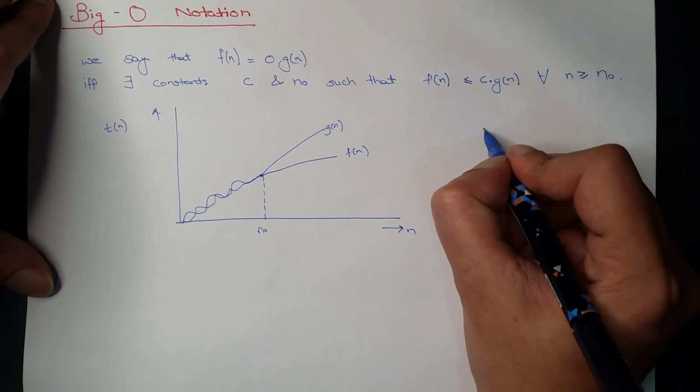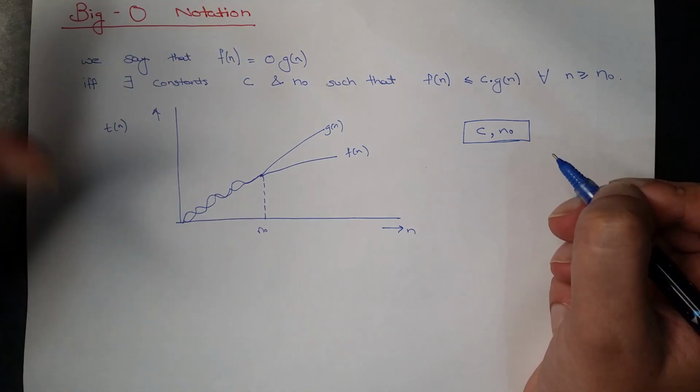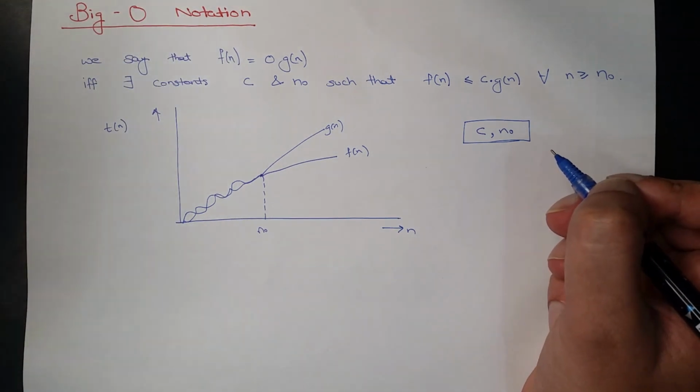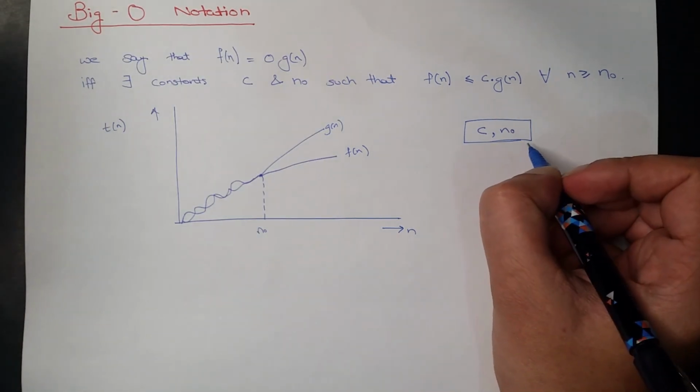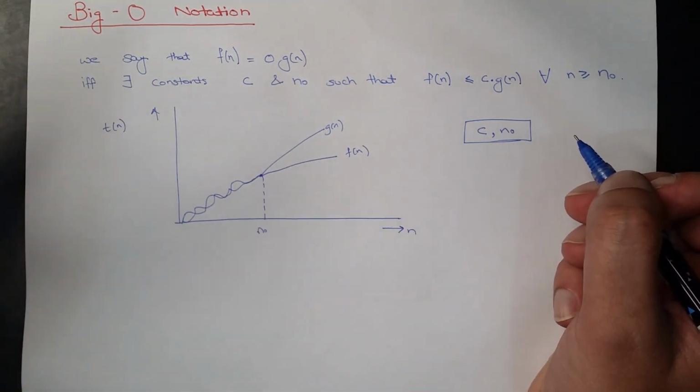We have to find a pair c, n naught. Many such pairs exist, but we only have to find one. If we can find one, that means that f(n) is equal to big O of g(n). We'll use this definition to solve some questions.